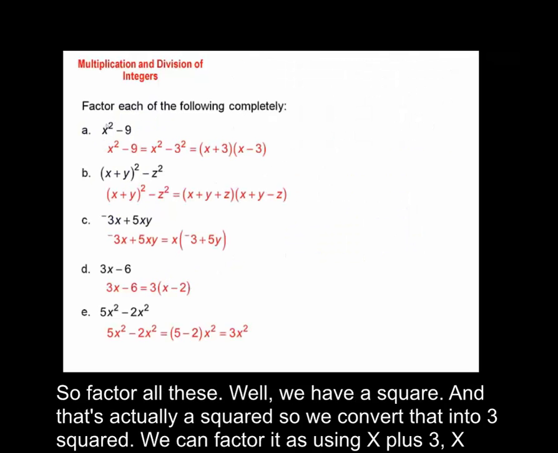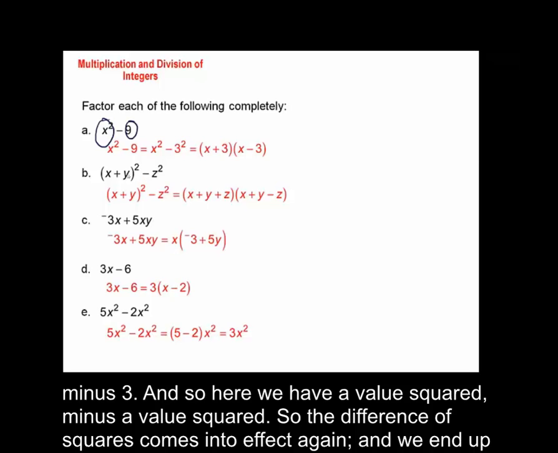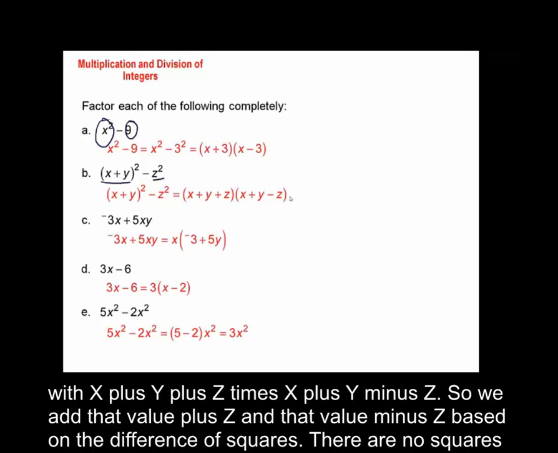So factor all these. Well, we have a square, and that's actually a square, so if we convert that into 3 squared, we can factor it using x plus 3, x minus 3. And so here we have a value squared minus a value squared, so the difference of squares comes into effect again, and we end up with x plus y plus z times x plus y minus z. So we have that value plus z and that value minus z based on the difference of squares.